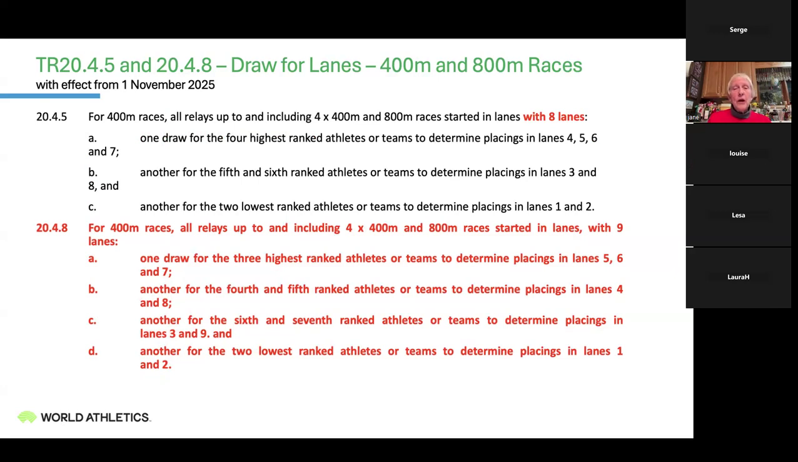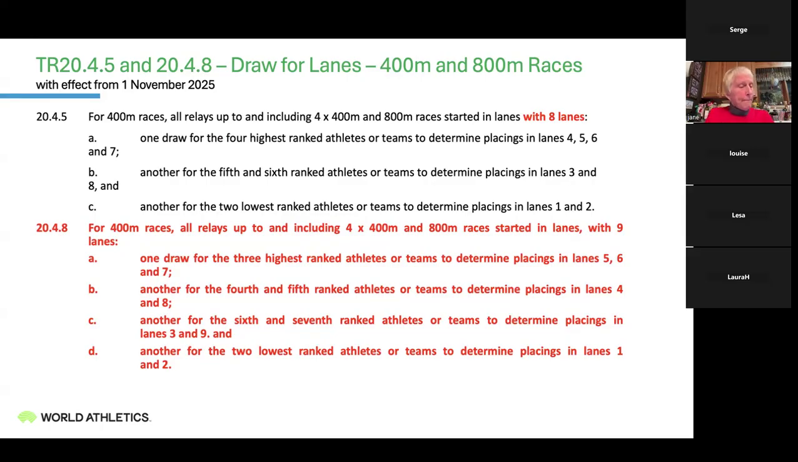Again, here we've got 4 draws for 9 lanes for a 4x4, 400, or 800-meter race. So the first draw is for lanes 5, 6, and 7. The second draw is for lanes 4 and 8. Just think of working out again like that 200. The next one is 3 and 9. And the last one is lanes 1 and 2 because oval races don't like those lanes.